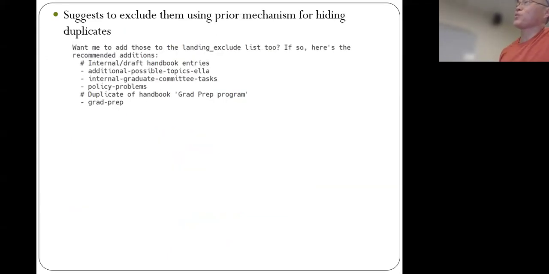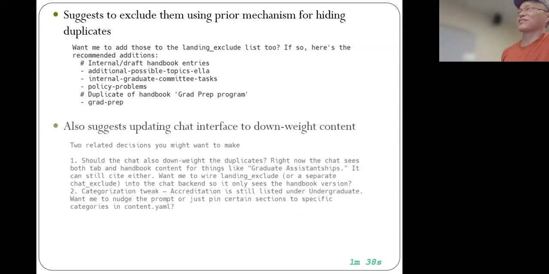So it's like, hey, we have built in the YAML file a landing exclude list. Here are my recommendations of slugs to add to this. And so the Ella topic one, the internal graduate committee task one, all of these things got added to it. I didn't have to actually program it. So that's the next thing.